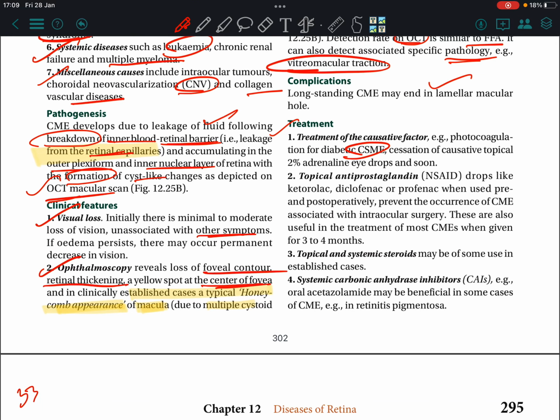Exudative FFA showing leak and lacy pattern in CNVM. FFA showing leakage and lacy pattern in CNVM. OCT picture of CNVM.